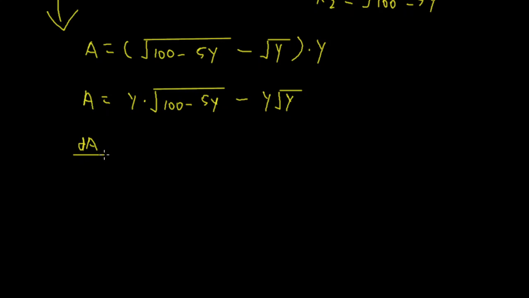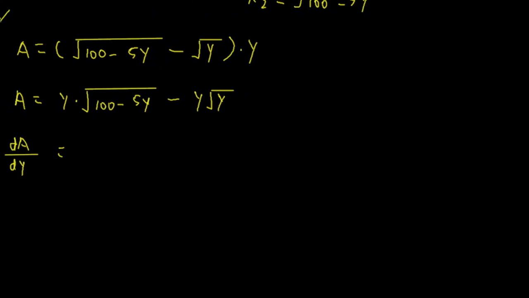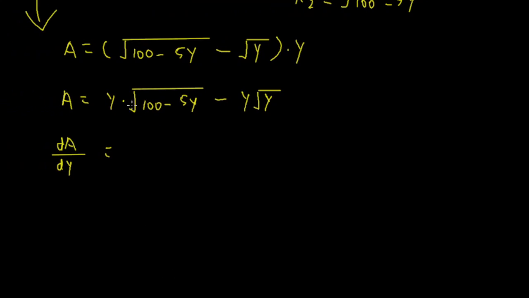So the next thing is to take the derivative of the area with respect to the y value, right? Apparently this one here is a product of two functions, so we have to use the product rule. It's y times square root of 100 minus 5y. Let's do the first part first. The derivative of y with respect to y is just 1. So the first part is 1 times square root of 100 minus 5y, plus y times the derivative of the square root of 100 minus 5y.